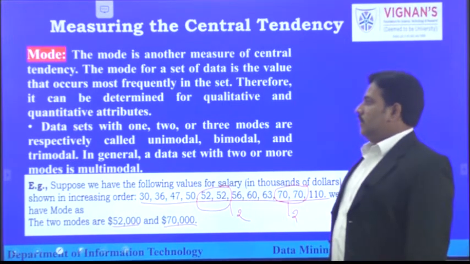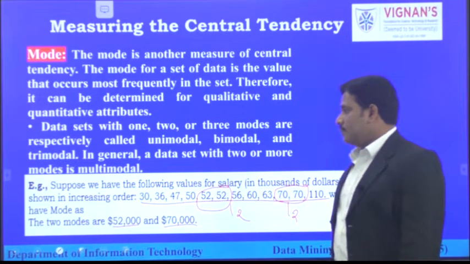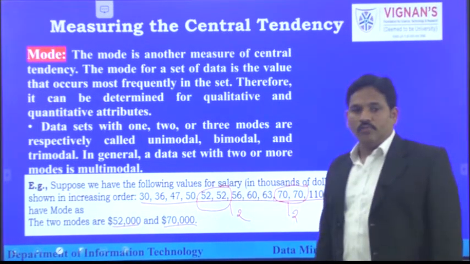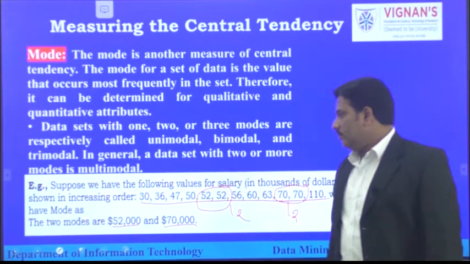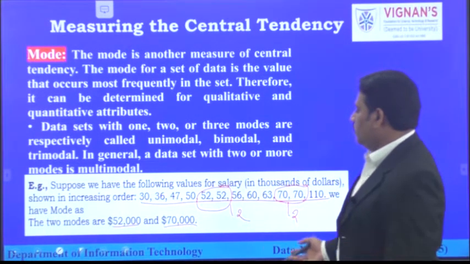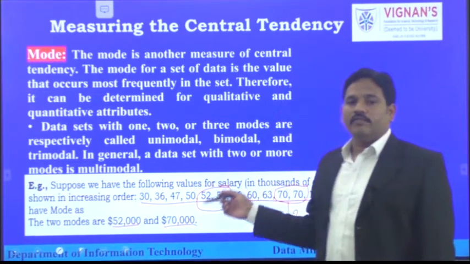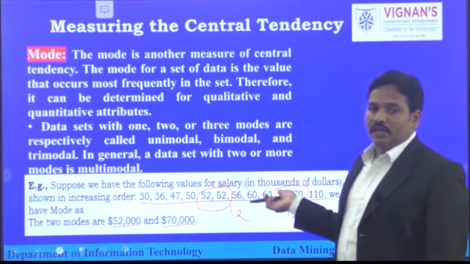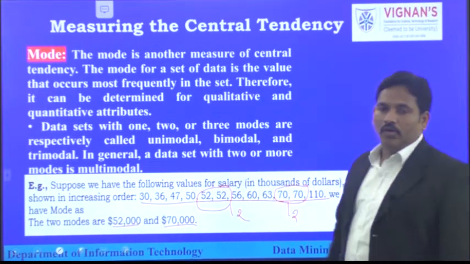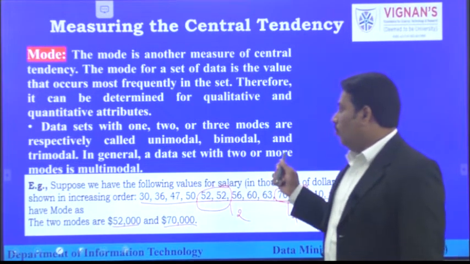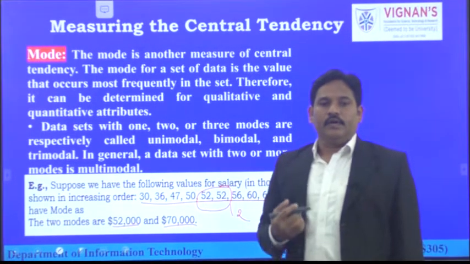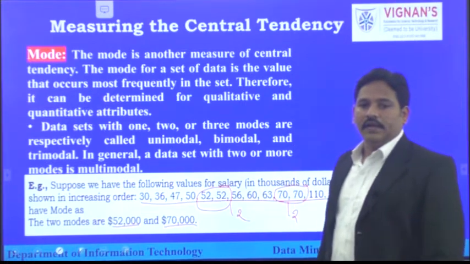Now in this case there are different categories of mode values. Data sets with 1, 2 or 3 modes are called unimodal, bimodal and trimodal respectively. That means a data set with 1 mode value is unimodal, here we have 2 mode values, so we call it bimodal. If you have a mode which is repeated 3 times, we call it trimodal. In general, a data set with 2 or more modes we call multimodal. So the mode is used to find the repeated numeric value in the given data set.